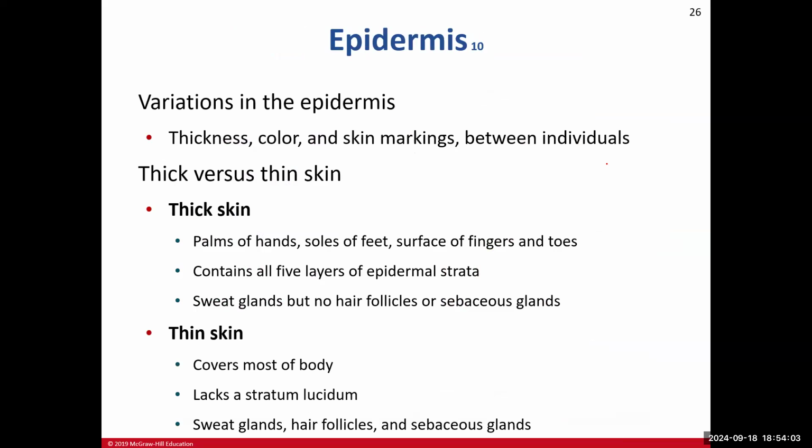So when we get into thin skin, we only have 4 strata. We don't have the stratum lucidum. This is going to be in the majority of the areas in your body. You have sweat glands there. Hair follicles. If you have hair follicles, then you're going to have your sebaceous glands. So that's thin skin.